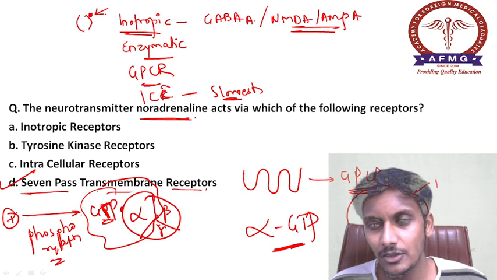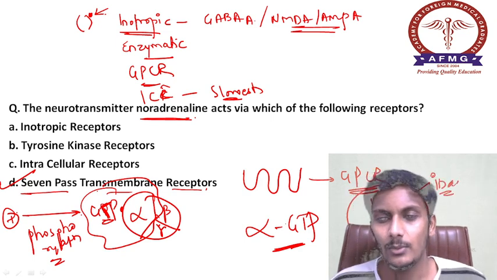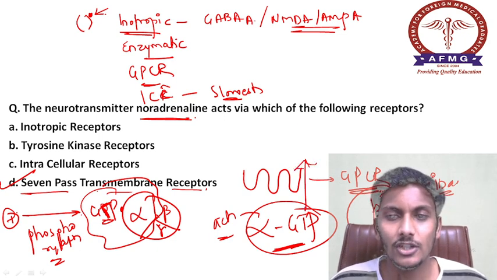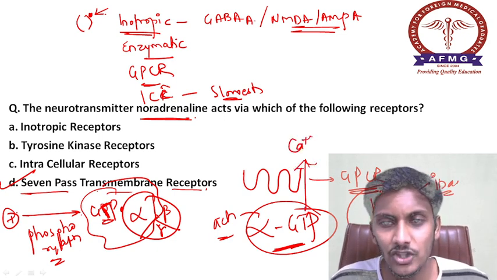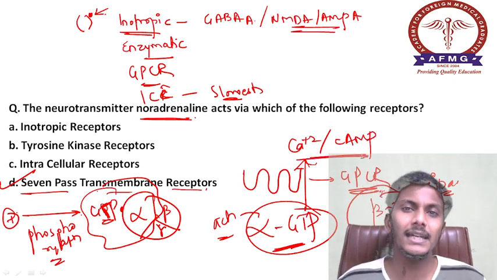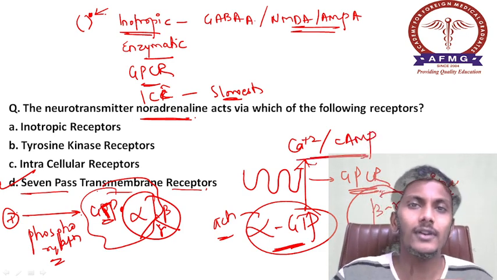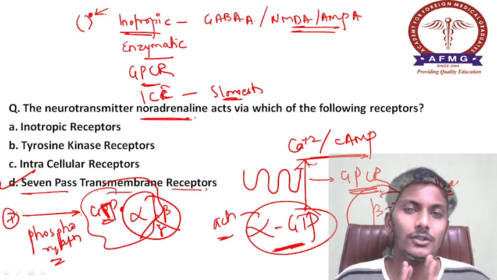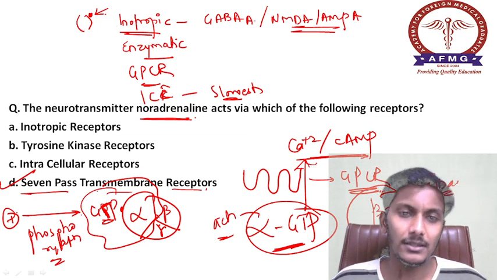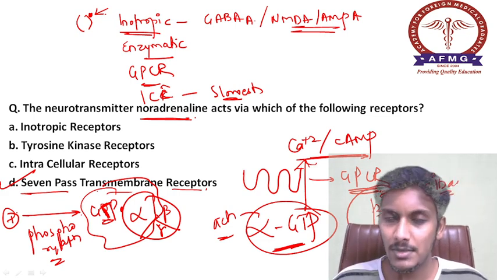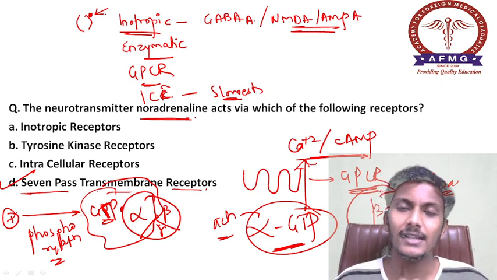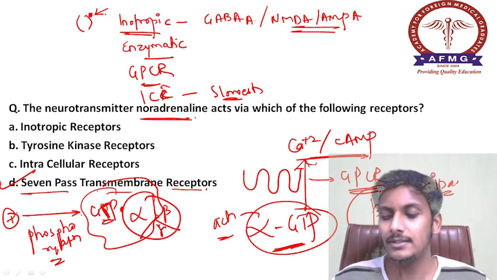This beta gamma is your inactive unit, whereas the alpha GTP is your active unit, and this leads to the stimulation of your secondary messengers like calcium and cyclic AMP. So all these secondary messengers would be activated, which will cause the further action. So this is the mechanism of how GPCRs, G protein coupled receptors, work. They are also known as 7-pass transmembrane receptors or serpentine receptors, and noradrenaline, adrenaline and dopamine are the neurotransmitters which act via these GPCR receptors.